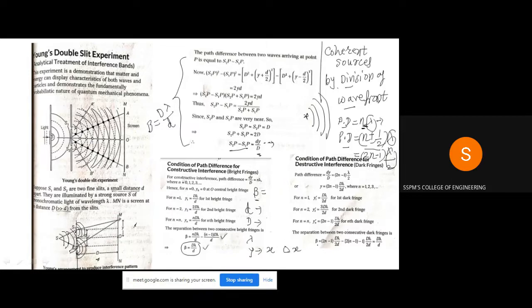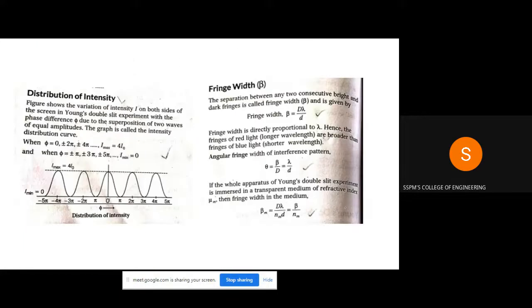Beta equals n lambda D upon d, where D is the distance to the screen and small d is the slit separation. This is the expression for fringe width. And beta equals (2n minus 1) lambda D upon 2d is the expression for the separation between two consecutive dark fringes. Then this is the intensity distribution curve.